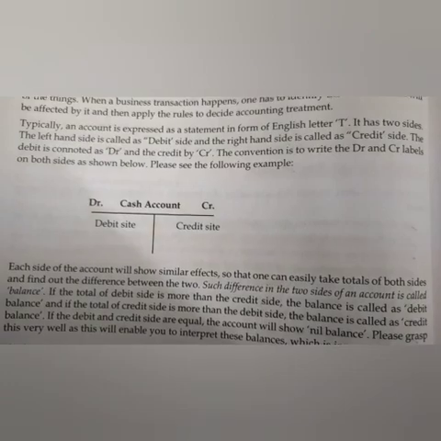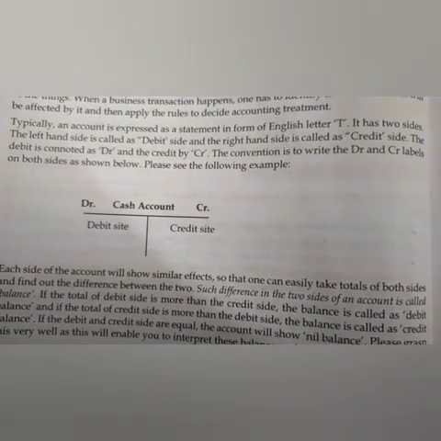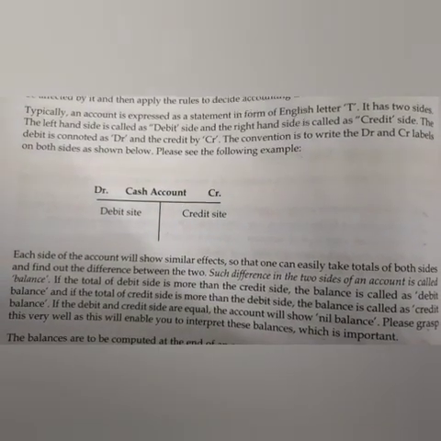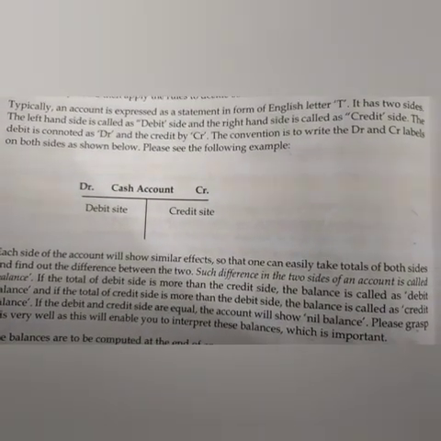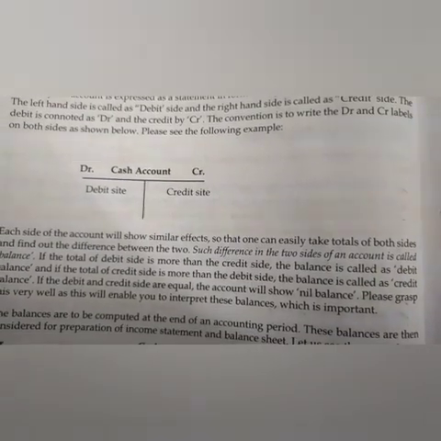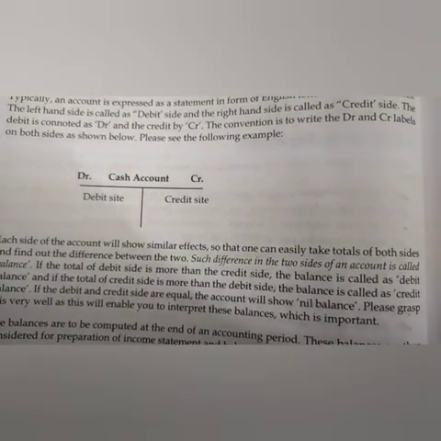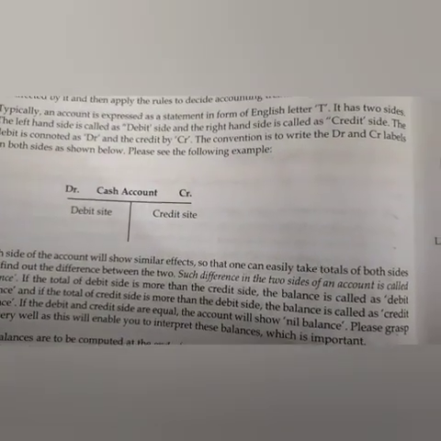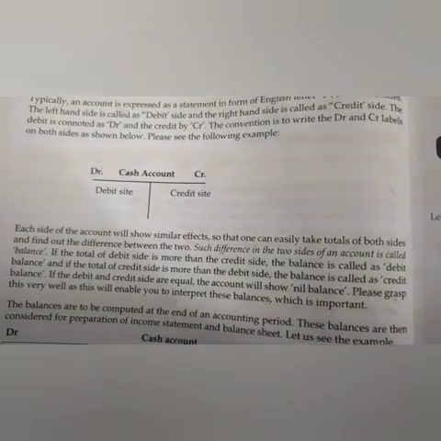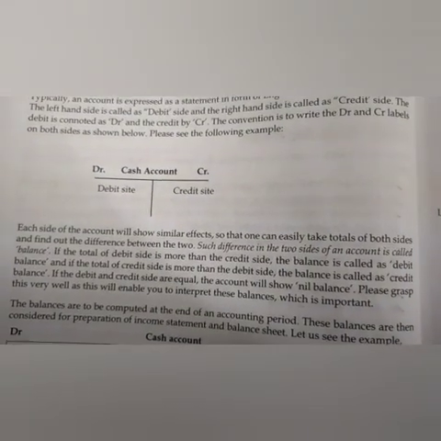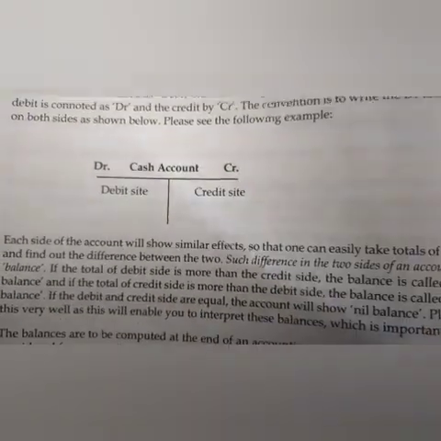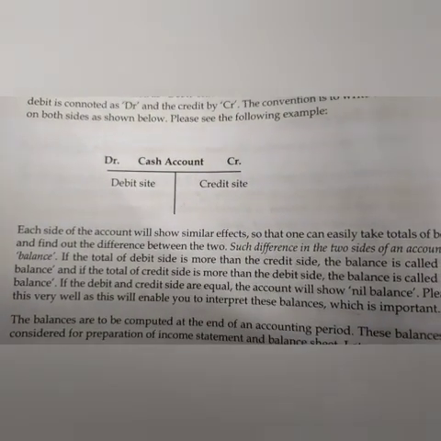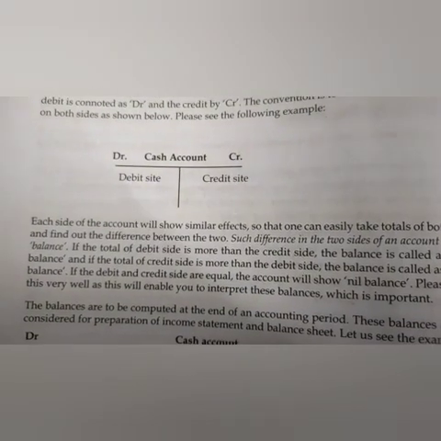Typically, an account is expressed as a statement in the form of the English letter T. It has two sides. The left hand side is called the debit side, and the right hand side is called the credit side. Debit is denoted as DR and credit as CR. The convention is to write the debit and credit labels on both sides as shown below. Please see the following example. The cash account is shown with the left hand side called the debit side, and the right hand side called the credit side.